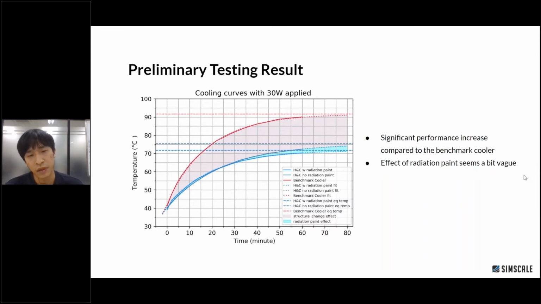But how much the effect is will be vague when compared to the effect of the increase of the surface area. This point was important for us because the application of radiation paint will require extra cost and manufacturing process. So we want to know if the application of radiation paint is really worth it.